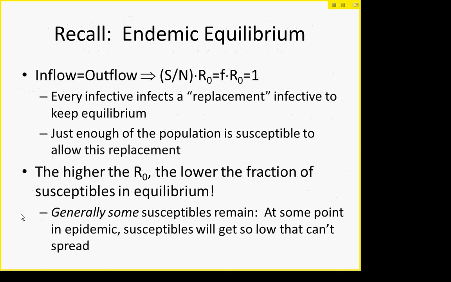In other words, the number of people that a given infective infects will be 1 at endemic equilibrium. Okay, and this allows us to actually calculate the fraction that remains susceptible at endemic equilibrium, by knowing that this times that is equal to 1. We could simply say S divided by N equals 1 over R0. So at endemic equilibrium, the fraction that are susceptible is 1 over the basic reproductive number. So the higher the R0, the more quickly the infection spreads, and the lower the fraction that remains susceptible in equilibrium.